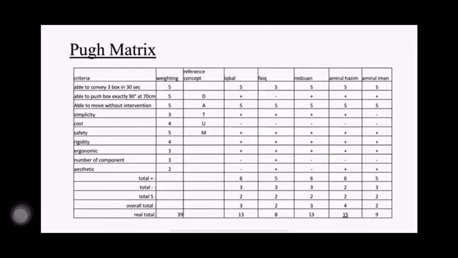Just take a look at Iqbal's redesign concept. The total plus for Iqbal is 6, the total minus is 3, and the total S is 2. To calculate the overall total, the total plus will be minus the total minus, such as 6 minus 3 is equal to 3. For the real total, the plus and minus will be multiplied with the weighting of the criteria, and then all the values will be summed up to get the real total. And for this pure matrix, the highest real total goes to Amirul Hazim, which is 15, and Amirul Hazim's design will be the final concept for our project.